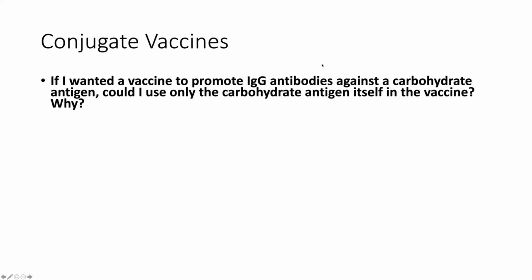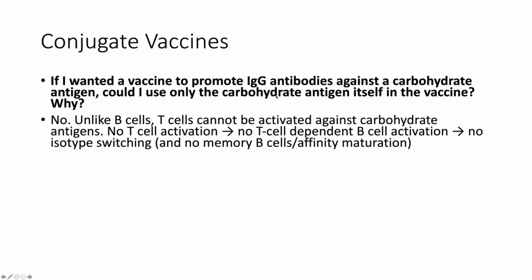Close. So good points. Those are true. Those are true. So the short answer is no. And the reason is because unlike B cells, T cells cannot be activated against a carbohydrate antigen, right? So there's an unconjugated and a conjugated version of the strep pneumo vaccine. If I did the unconjugated version, in other words, carbohydrate only, I couldn't activate T cells. And again, remember, what does T cell dependent B cell activation lead to?